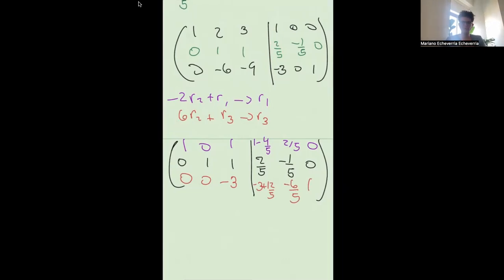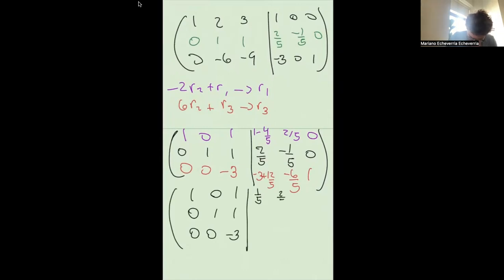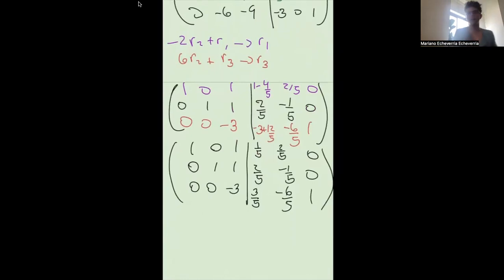So it's better to simplify the fractions a little bit before going on. So let's see. It's 1/5, 2/5, 0, 2/5 minus 1/5, 0, and then -15, 3/5 minus 6/5, 1. Okay, we're almost there. And hopefully by now you can see that we're going to reach the identity. We just need a couple more steps.